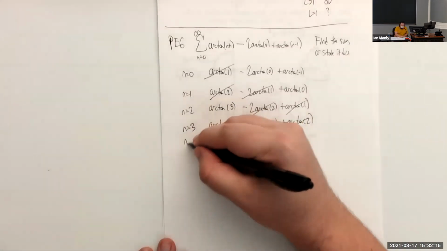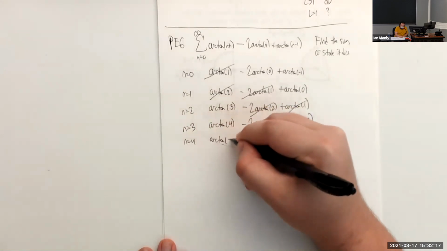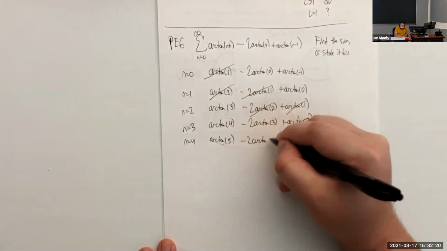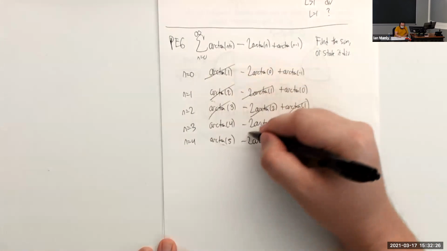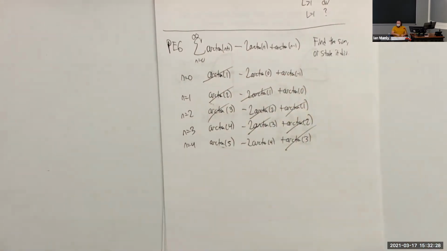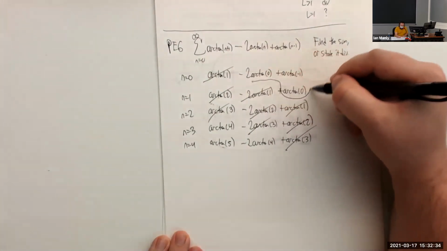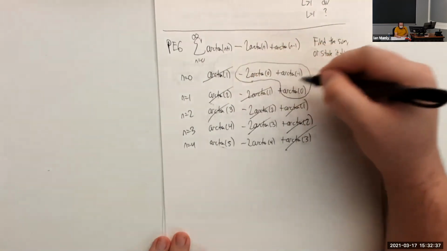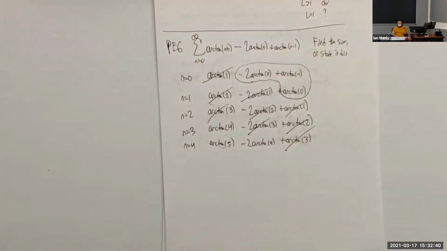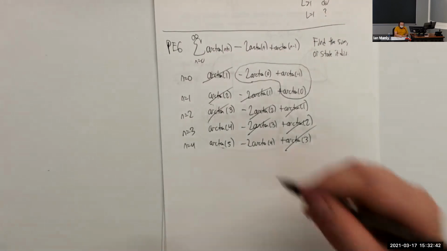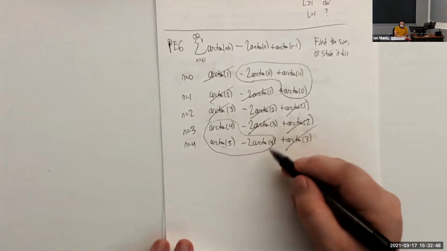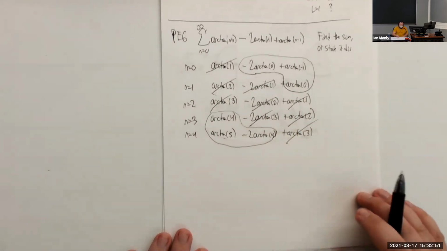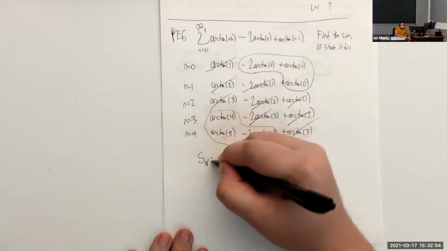All right, so let's do one more just for emphasis here. Arctan of 5 minus 2 arctan of 4 plus arctan of 3. And we see that the arctan of 3s will then cancel out. So it seems pretty clear that the pattern here is that we're always going to have this stuff up here. There's never going to be another arctan of negative 1, another arctan of 0 for us to cancel with. And then it seems like we always have this bottom triangle of things that keeps getting bigger and bigger and bigger.